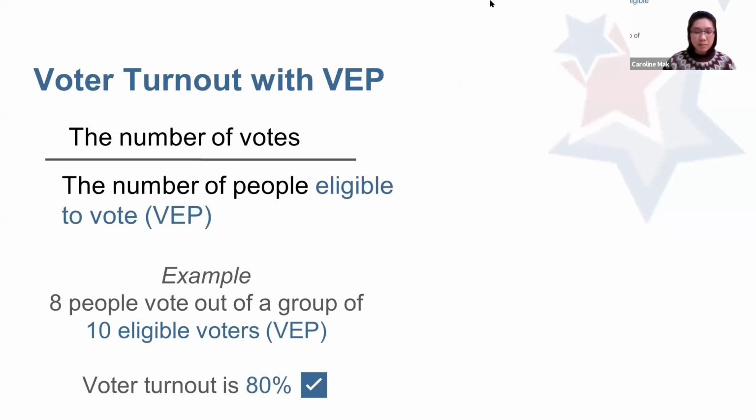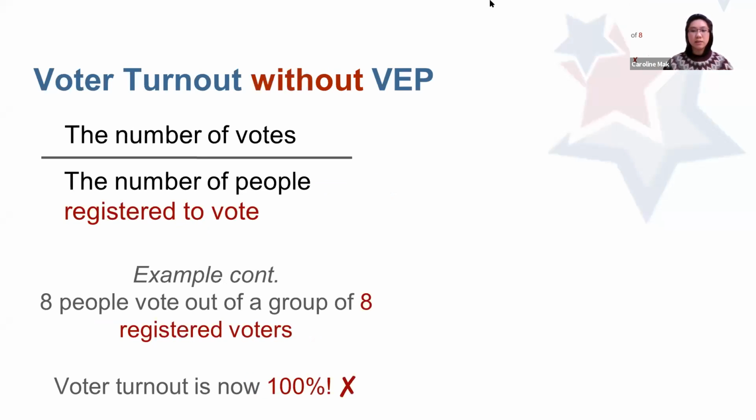So in our first example, we had 8 people vote out of a group of 10 eligible voters. So that was the VEP. What happens if we don't use VEP? Let's say in this group of 10, one person is unregistered and one person missed the deadline to register. So only 8 people are registered. In that case, a voter turnout without VEP is 8 people voting out of a group of 8 registered voters, which is a voter turnout of 100%. So in our report, we use VEP to compare states' turnout based on their actual voting eligible population and not just who is currently registered.